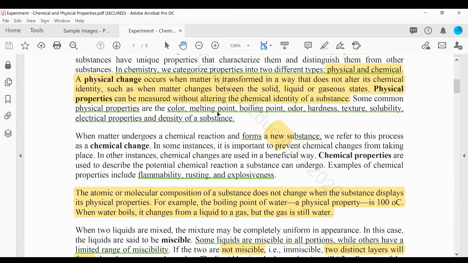Before we move on, I want you to be familiar with melting point, boiling point, odor. Those are all physical properties. Why? If I have a solid and I heat it up, I melt the solid and change its physical state from solid to liquid, but I still have the same substance. It's just a change in the state of the solid. So it is a physical property.